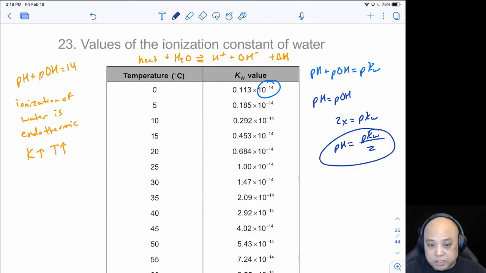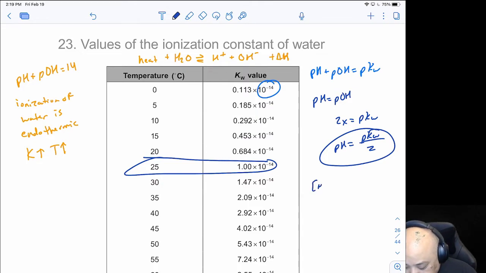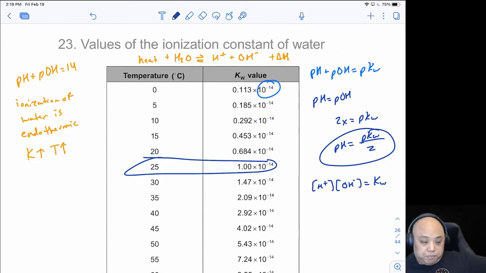So if you're at a different temperature, a pH of 7 might end up being basic, as opposed to 7 being neutral at 25 degrees Celsius, where Kw is 1 times 10 to the negative 14. So really be careful about that. And also you can think of it as H plus times OH minus is equal to Kw as well, if you want to think of it in those terms.